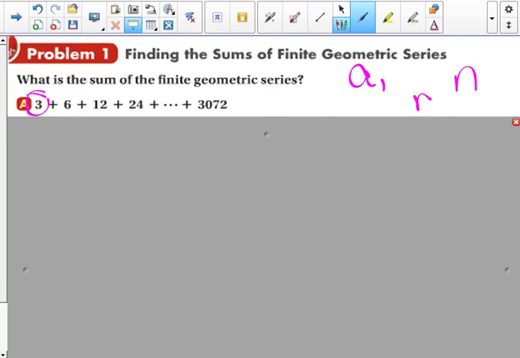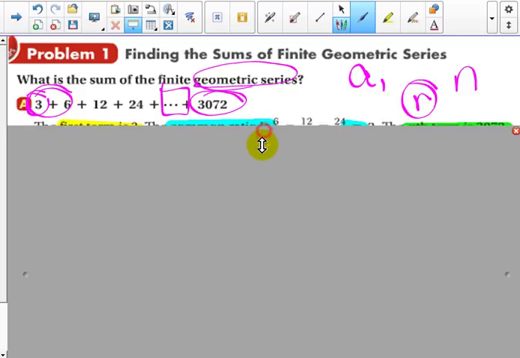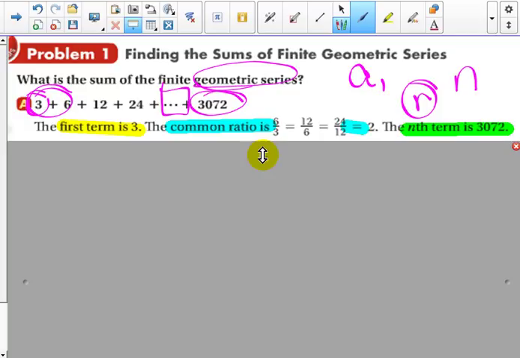Our number of terms, we're not certain because this goes quite a long way and we're missing many in between. And we can find this, right? Because if it's a geometric series and they're telling us that, we can just use one set of terms to get our r. So we have to get our common ratio first. And remember, to get the common ratio, you go to your second term, 6 divided by 3, which is 2, or 12 divided by 6.